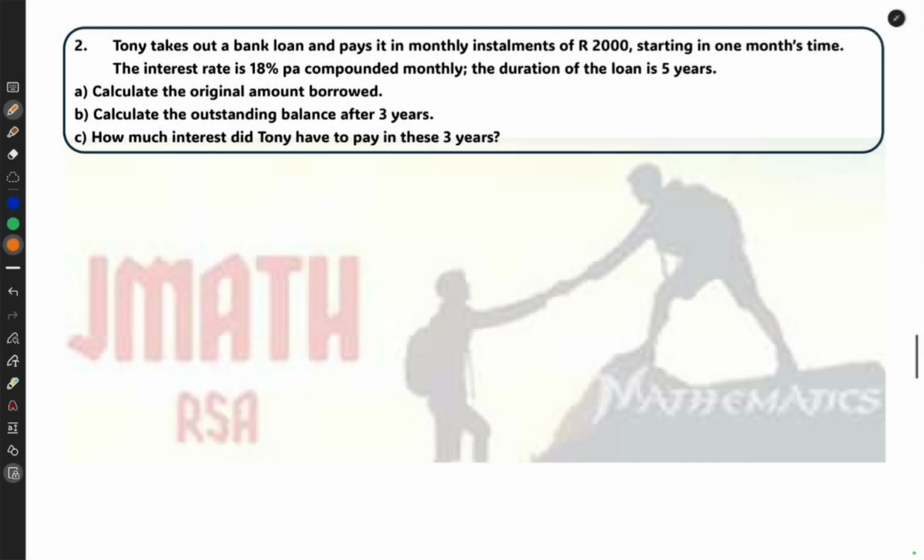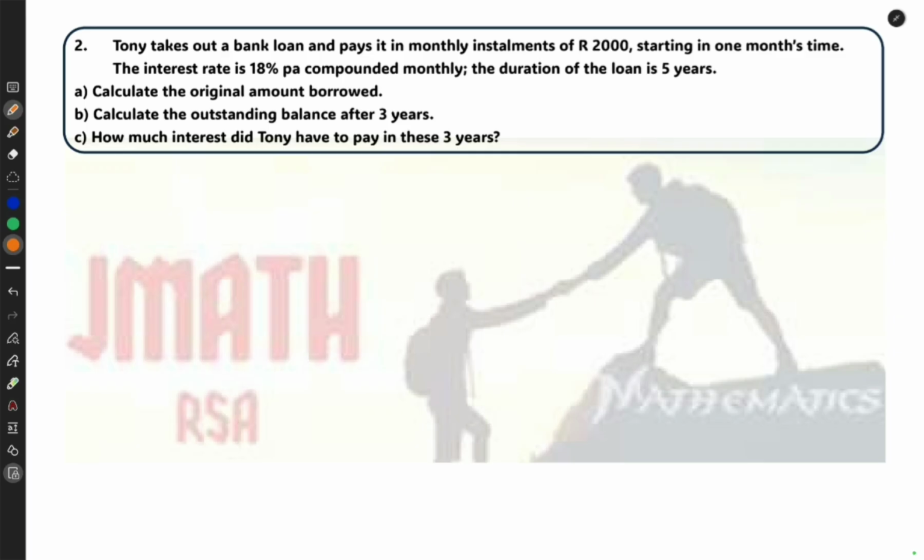Question 2. Tony takes out a bank loan and pays it off in monthly installments of 2,000 Rand, starting in 1 month's time. The interest is 18% compounded monthly, and the duration of the loan is 5 years. So that's what they agreed upon at the beginning when he went to the bank. Now calculate the original amount that Tony borrowed.